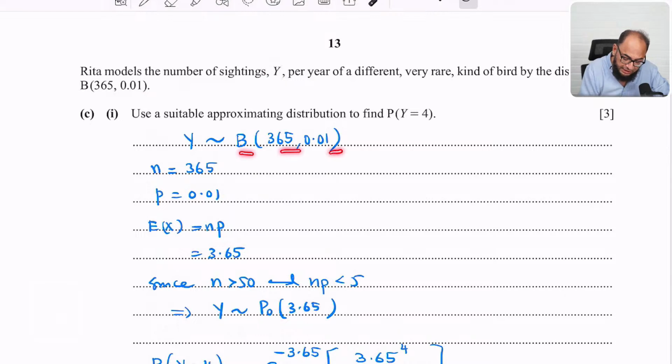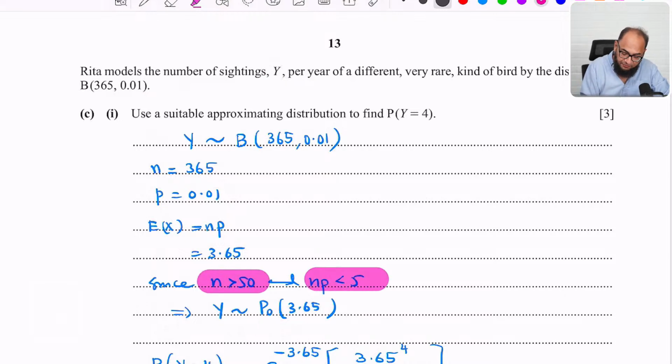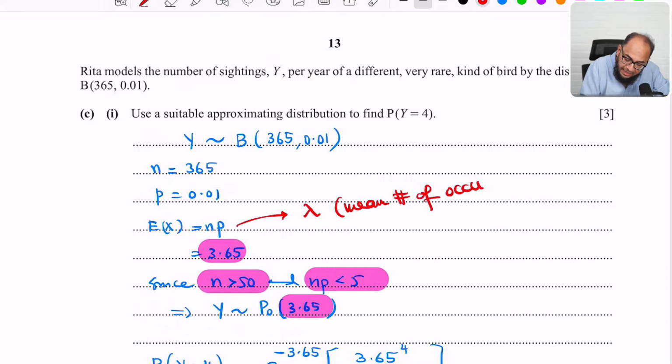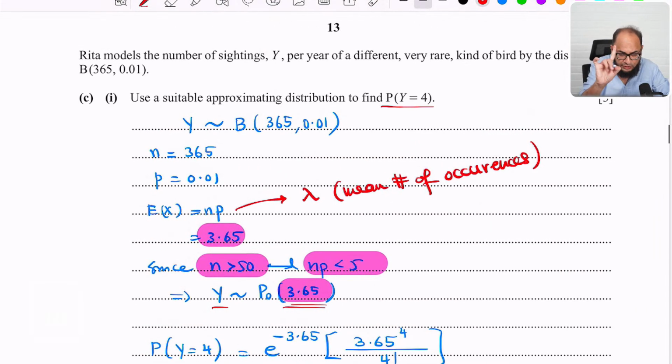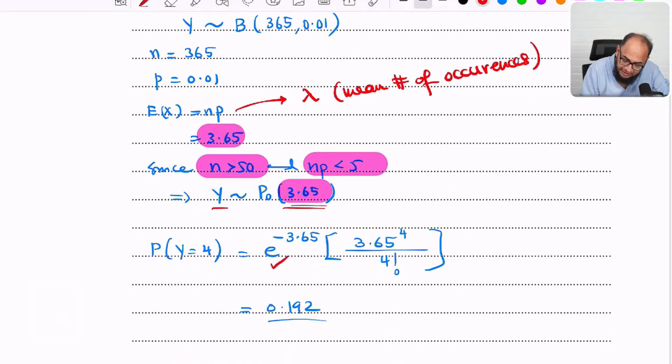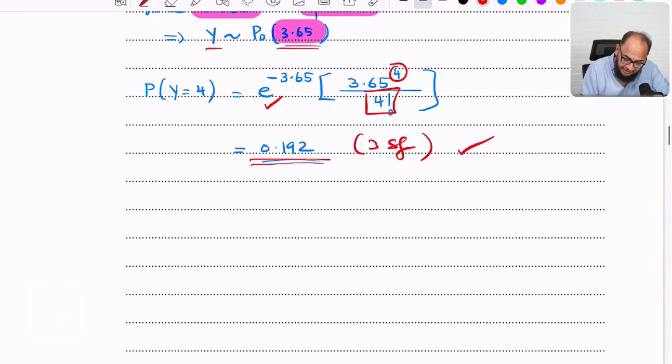Y follows a binomial distribution such and such. That is n, that is p. Expectation of X is np, that is 3.65. Now, what is the condition? The condition is this: since n is greater than 50, np is lesser than 5. Therefore, this expectation would be used in place of lambda, because expectation is another name for lambda, that is the mean number of occurrences. So now Y follows a Poisson distribution 3.65. Probability Y equals 4, just one term, that is e raised to power of negative 3.65, 3.65 raised to power of 4 over 4 factorial, and you get this answer correct to 3 SF.